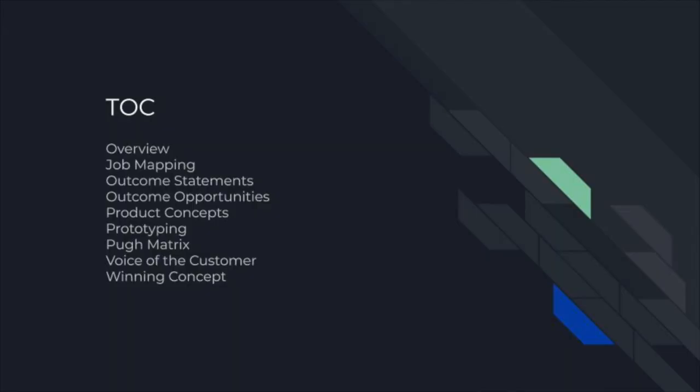So in today's presentation, we will be going through an overview of the problem, the job mapping steps of that problem, the outcome statements that were derived from the job mapping, the outcome opportunities that were derived from the outcome statements, different product concepts, different prototypes that were derived, how we pitted those in our Pugh matrix, and the voice of the customer that drove us to the winning concept.